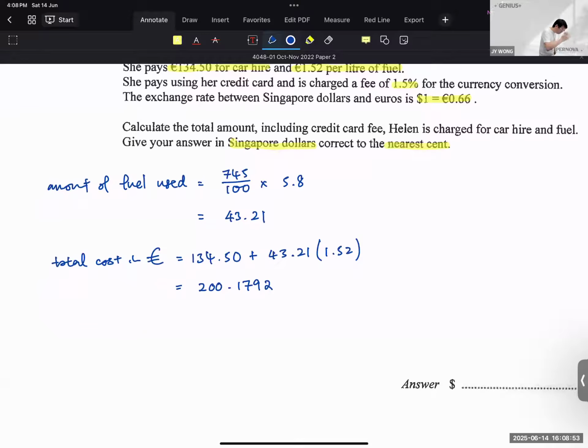So now you need to convert back to Sing dollar. So total cost in Sing dollar, including the conversion fee. How do we apply the conversion fee? It's a fixed 1.5%, right? 1.5% means it is 101.5 out of 100 of the original.